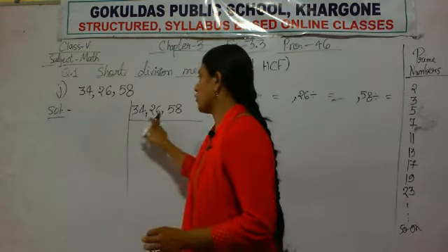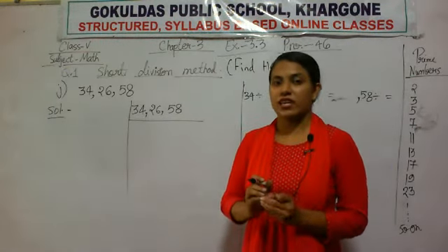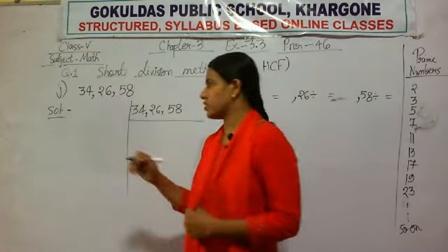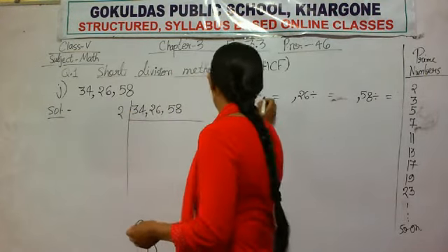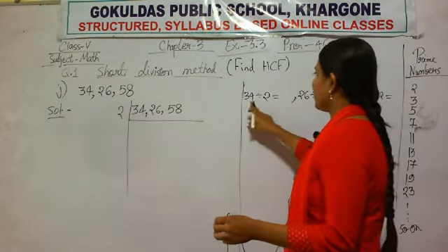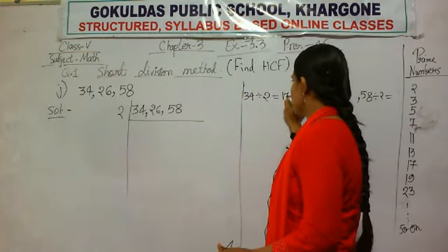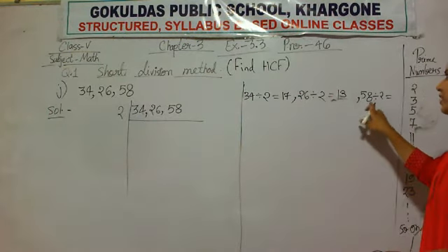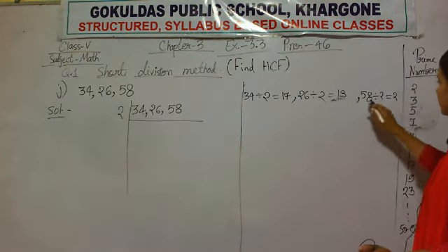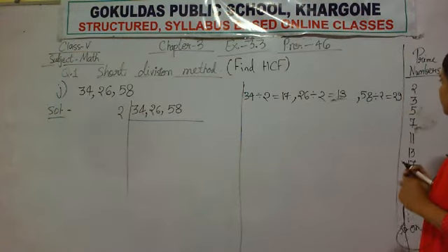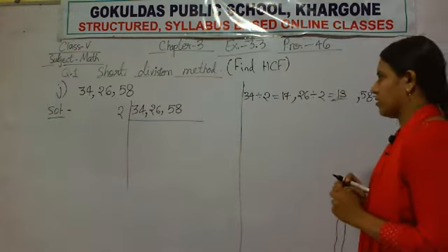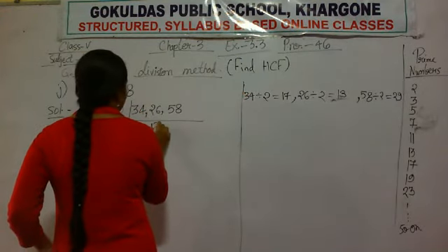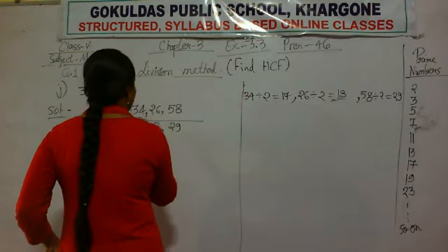Okay, so 34, 26 and 58, all these numbers are even, right? All these numbers are even, so we can divide it by the smallest prime number, which is 2. So let us divide it by 2. When we divide 34 by 2, our answer is 17, 26 by 2 is 13, and when we divide 58 by 2, our answer is 29, right? So I am writing all the quotients here: 17 below 34, 13 below 26 and 29 below 58.